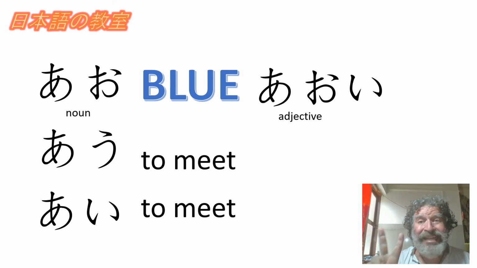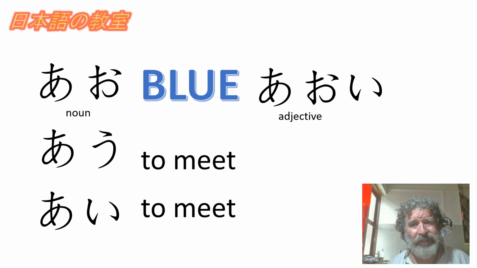Ikkai. Nikai. Sankai. Yonkai. The 'n' is a soft sound, so the k doesn't change. Yonkai. Gokai. Okay.